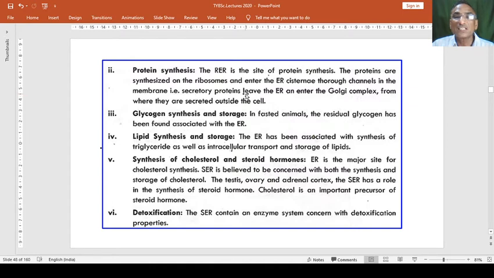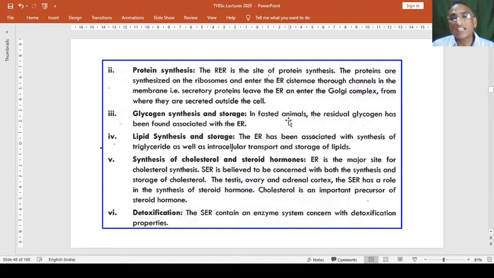that is, secretory proteins leave the endoplasmic reticulum and enter the Golgi complex, and from where they are secreted outside the cell in the form of vesicles or sacs. So in this way, the protein synthesis is the main activity carried out or facilitated by it. Third, glycogen synthesis and storage. These both activities are carried out.